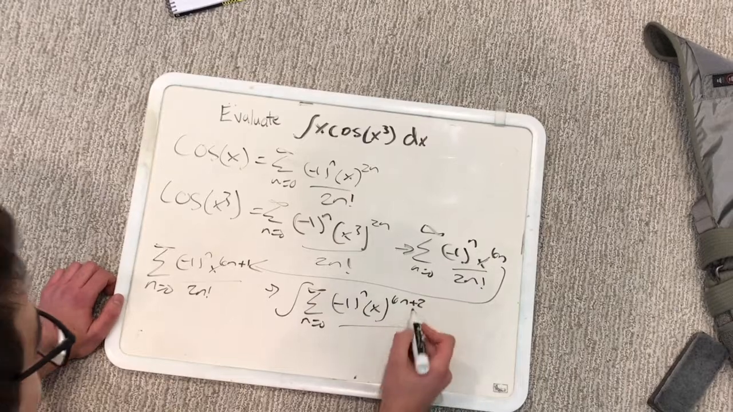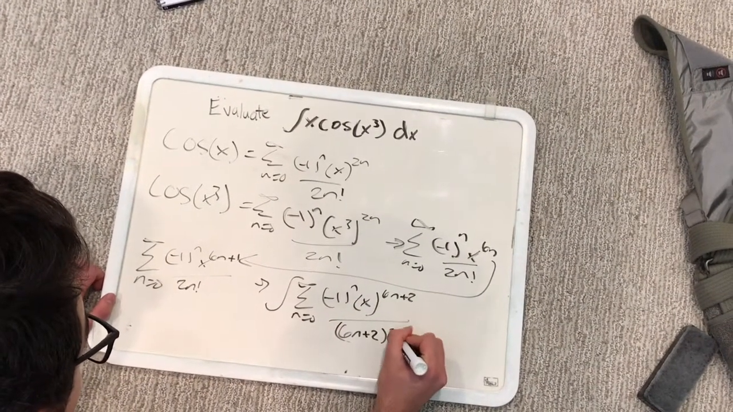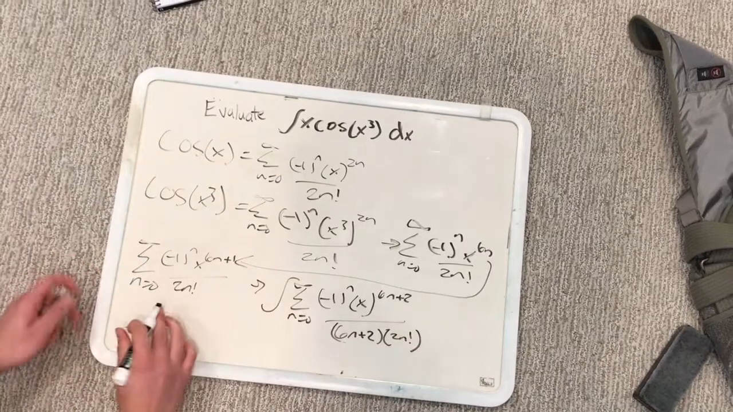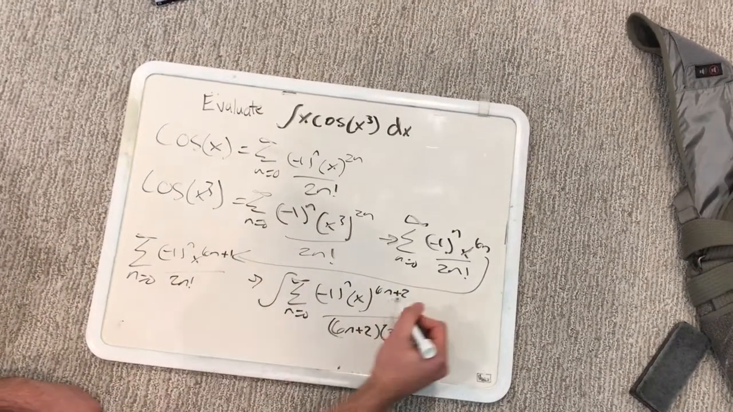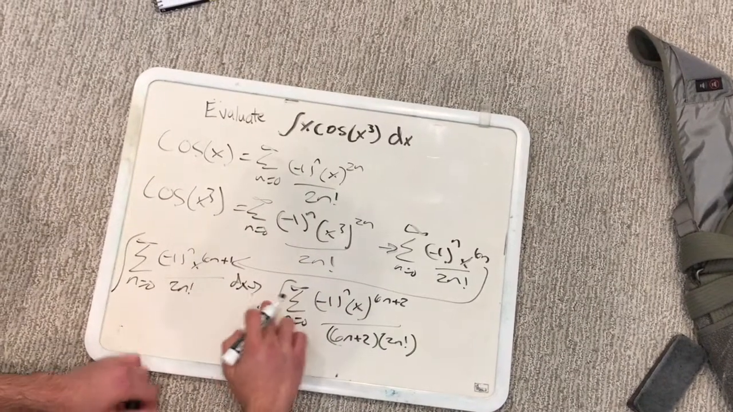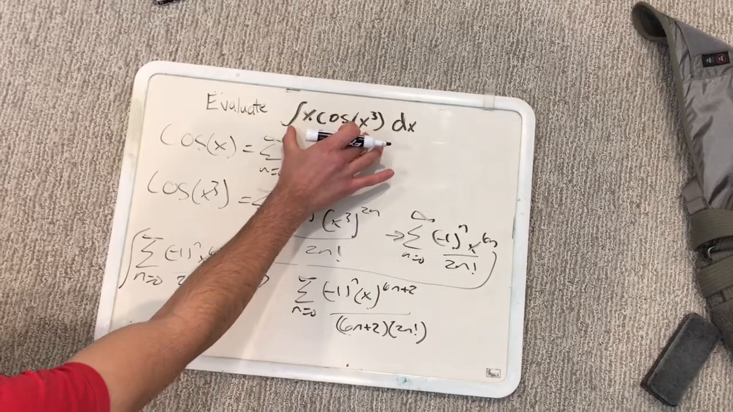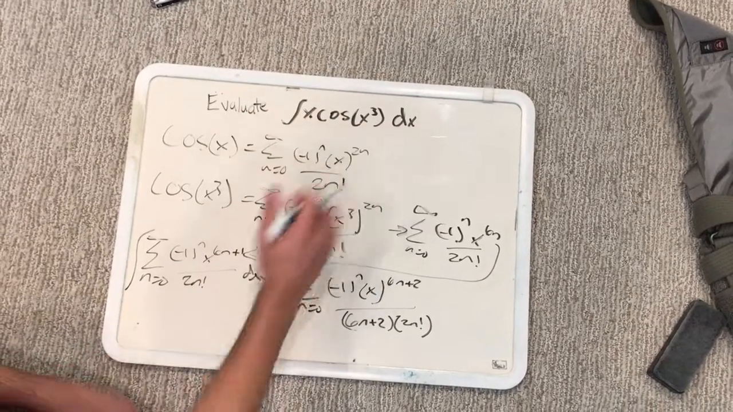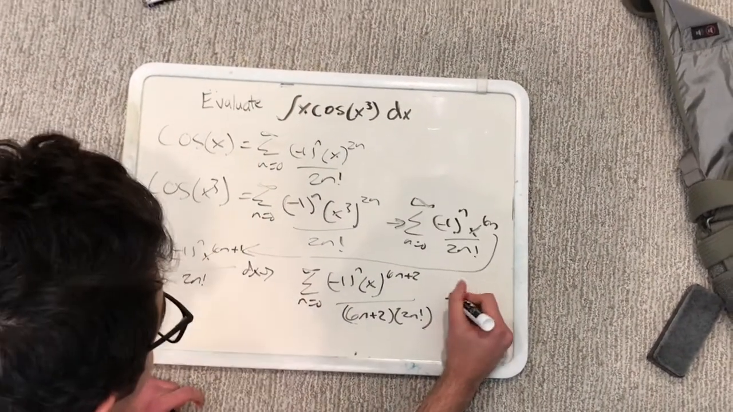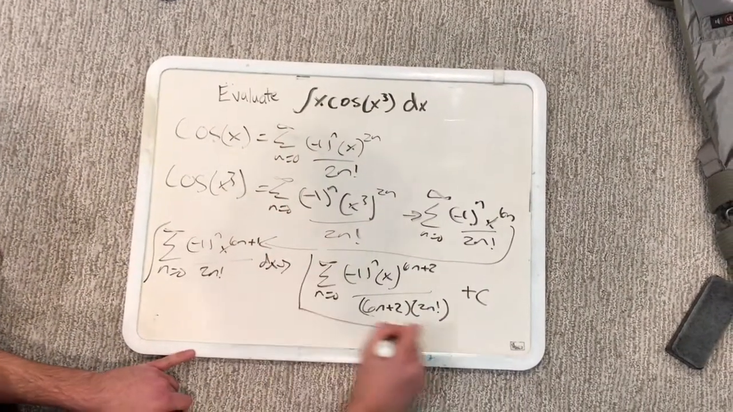You add 1, and then you divide by 6n plus 2, and then the 2n factorial just remains as it is because this is with respect to x. So this with respect to x equals just this. So when you evaluate this integral of x cosine of x cubed dx, this is an indefinite integral, so we're just going to have plus C, and this power series represents this. So that is the final answer.